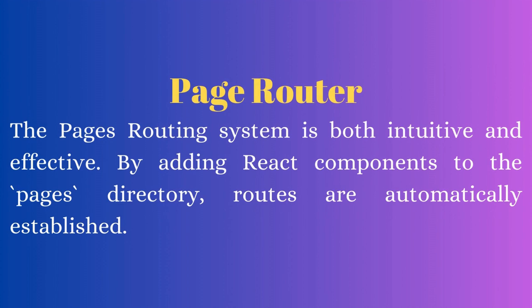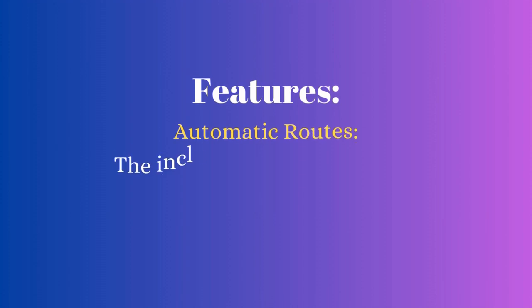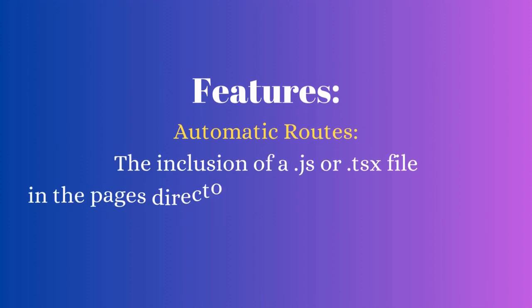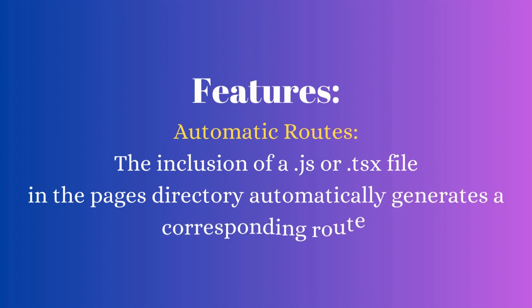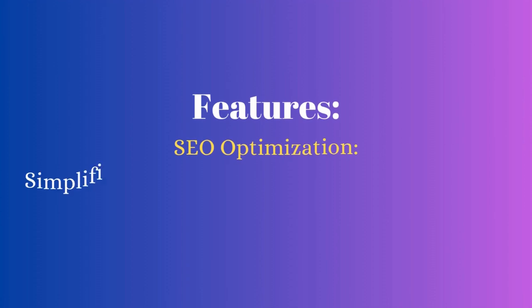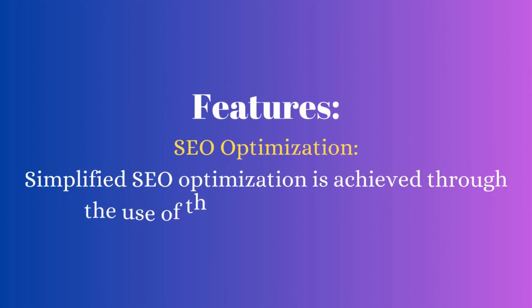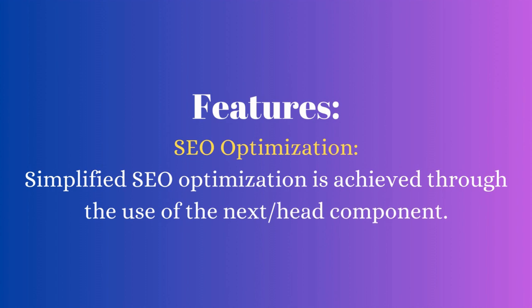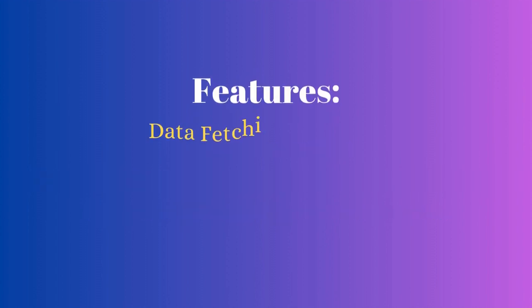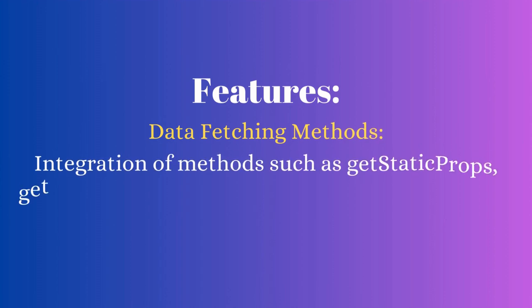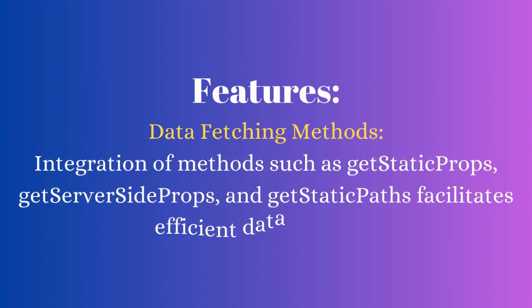The pages routing system is both intuitive and effective. By adding React components to the pages directory, routes are automatically established. Features: automatic routes, the inclusion of a .js or .tsx file in the pages directory automatically generates a corresponding route. SEO optimization, simplified SEO optimization is achieved through the use of the next/head component. Data fetching methods, integration of methods such as getStaticProps, getServerSideProps, and getStaticPaths facilitates efficient data fetching.